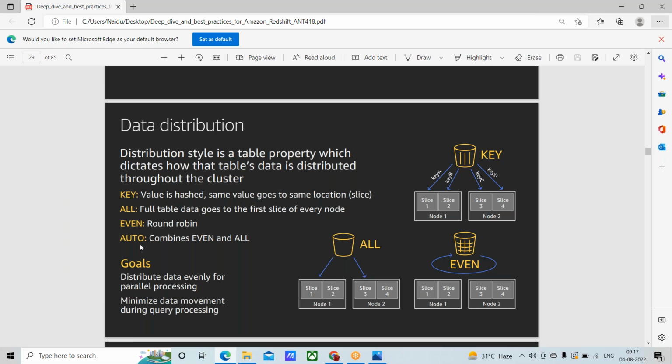So yeah, that will help you. Okay, because I said even will not help the joins. Now we will see how these distribution styles are linked with the joins. Okay, cool.